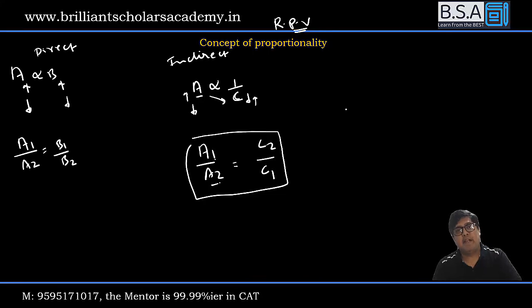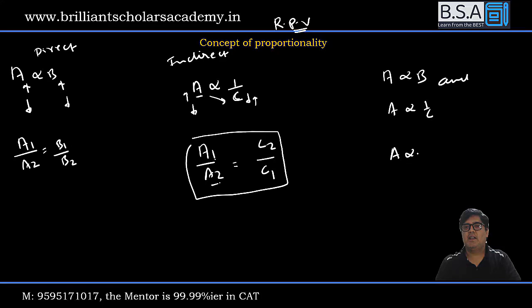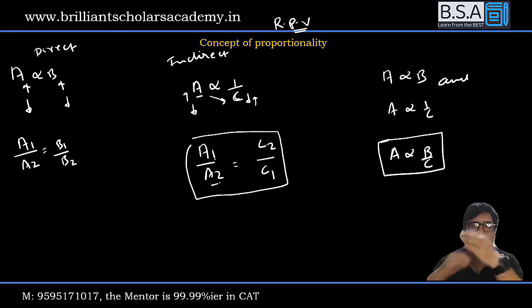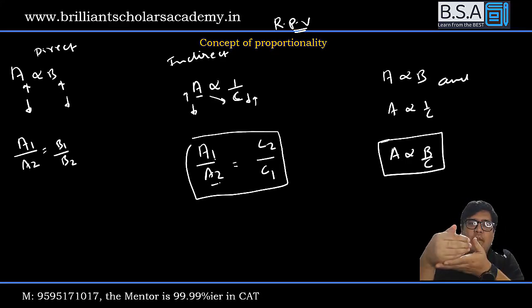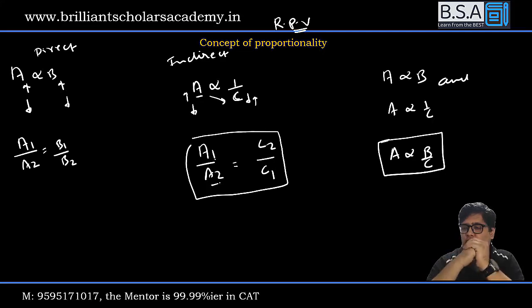What is a mixed proportionality? If A depends upon B and also A depends upon the inverse of C, you can combine both. A depends upon B by C. Copy this down. We have talked about this earlier. We are going to apply this understanding to speed, time, and distance.